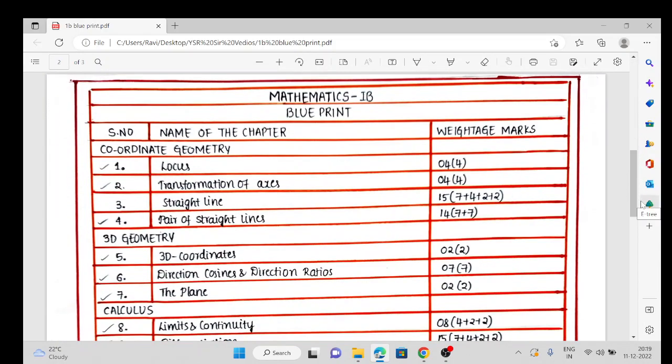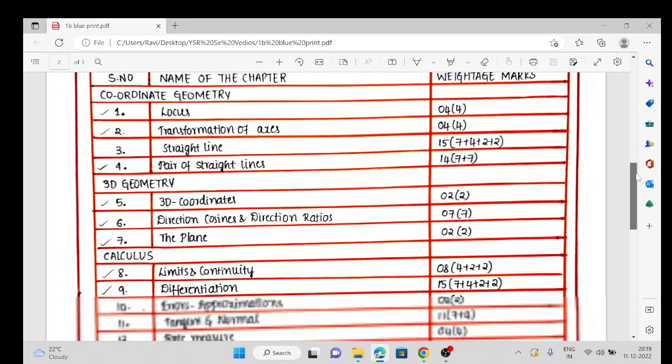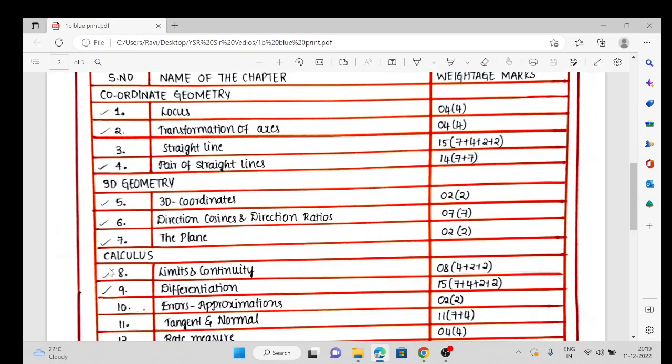Now coming to the 1B subject. We'll see the blueprint of this subject. In Maths 1B, basically it is mainly divided into 2 parts. One is coordinate geometry and the other is calculus. In coordinate geometry, you have 2D geometry as well as 3D geometry. In 2D geometry, there are topics called locus, transformation of axis, straight line, pair of straight lines.